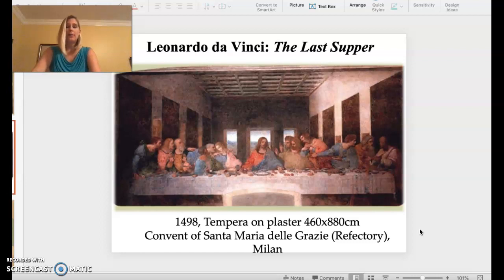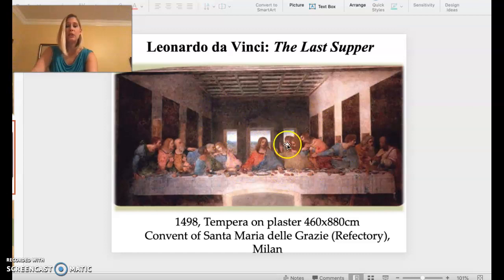The bad news about this painting is that when da Vinci painted it on the plaster wall, he used tempera paints. He was experimenting. And unfortunately, many believe that that is one of the reasons this painting today is in the condition that it's in. It has greatly deteriorated. It's cracked, it's faded. You can barely make out the figures here.